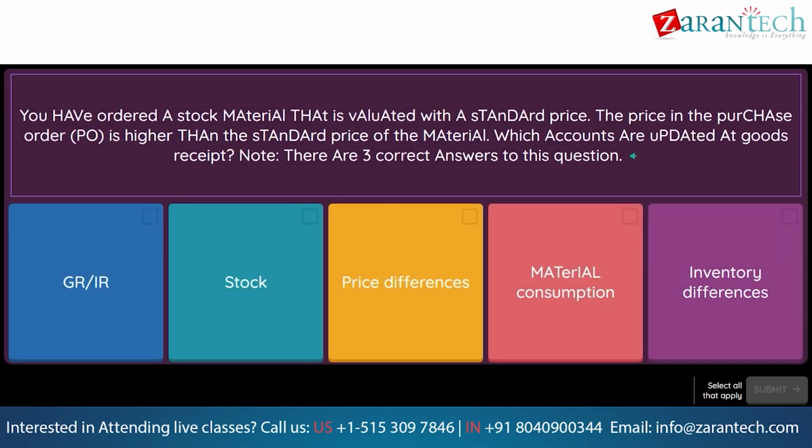Question: you have ordered a stock material that is valuated with a standard price. The price in the purchase order, PO, is higher than the standard price of the material. Which accounts are updated at goods receipt? Note, there are 3 correct answers to this question. Option 1, GR/IR. Option 2, stock. Option 3, price differences. Option 4, material consumption. Option 5, inventory differences.